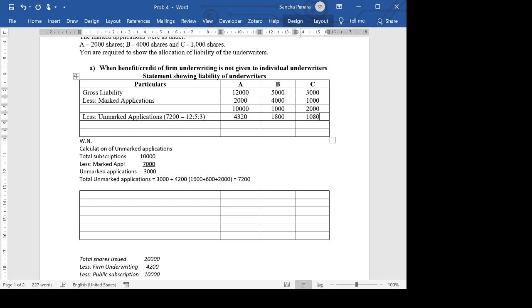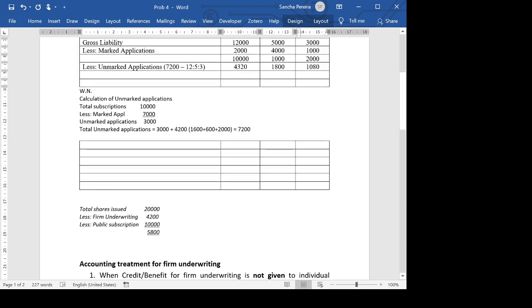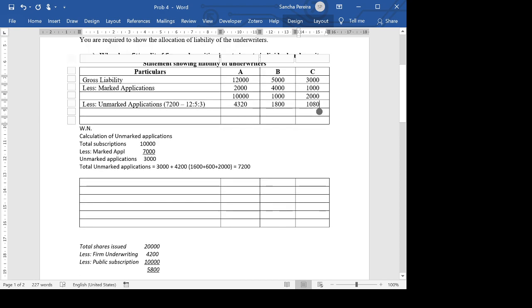1080. So what we are doing here is this 7,200, we are minusing two things. We are minusing the firm underwriting plus the unmarked application. Public subscription is marked plus unmarked. We are minusing firm underwriting plus the unmarked applications. Marked applications have already, marked applications always minus separately. Okay, so here we have minus two things.